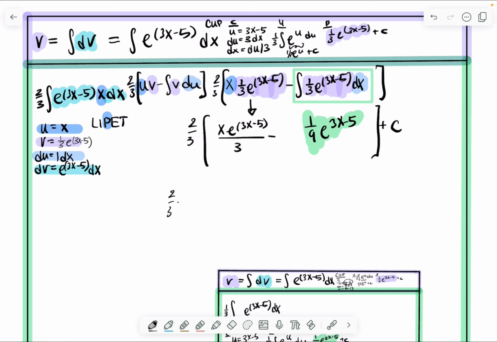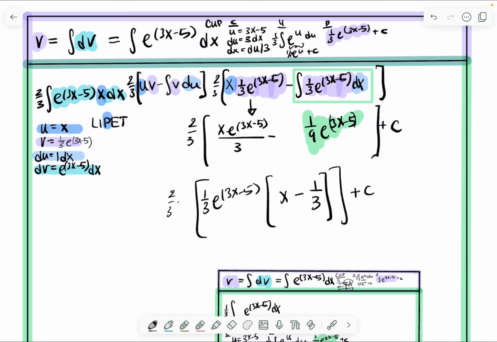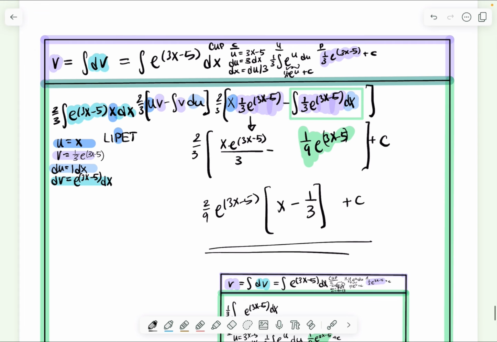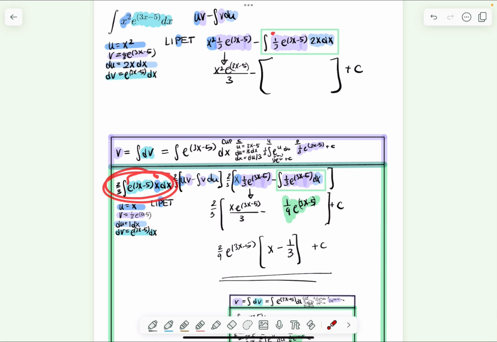Now, I'm going to keep the 2/3, but I recognize that I can take out a 1/3 from both of these, and also this e to the 3x minus 5. It's going to be 1/3 e to the 3x minus 5. So to get to here, multiply by x, then to get to here, multiply by 1/3. This is all being multiplied by 2/3 plus c. 1/3 becomes 2/9. And then this here is your answer to this problem. But remember that this problem was the integral that we were trying to get the answer to. So really, this is going to go over here.